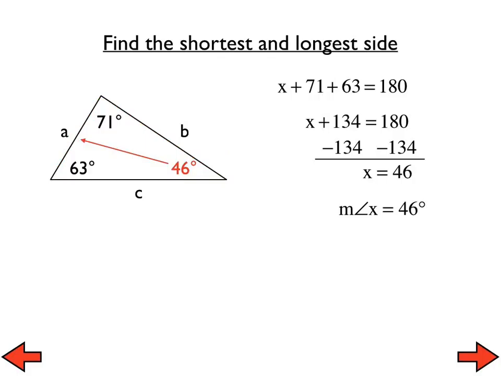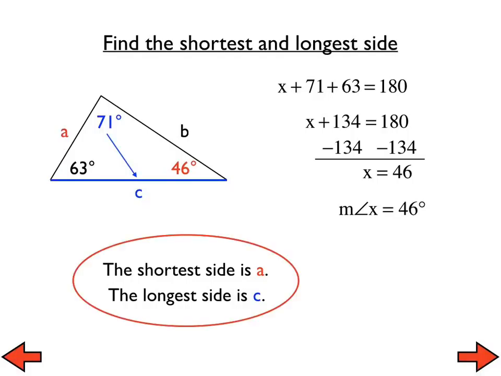Which side would be the longest? Why do you say C? You're correct. Right, it's opposite of the biggest angle. 71 is the biggest angle, so it's opposite of the longest side. Good? All right, let's do another one.